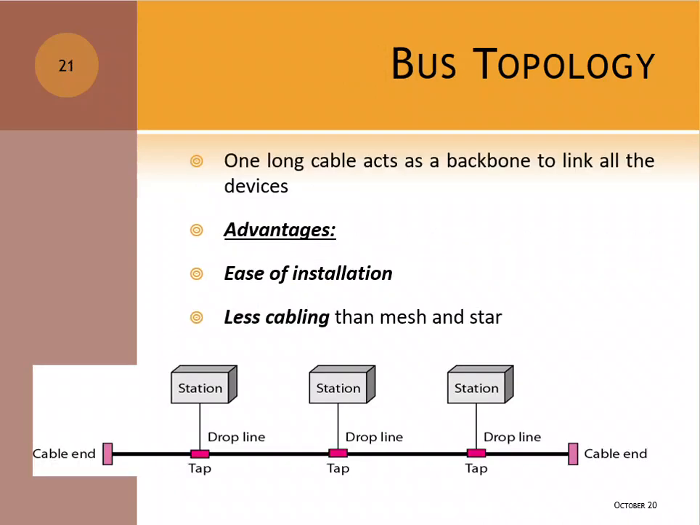Next we move to bus topology. This is the bus topology. We have one straight cable, and each station is connected to it by a tap. So there is one long cable that acts as a backbone to link all the devices. Ease of installation: one device just needs one drop line to the backbone. Also less cabling.